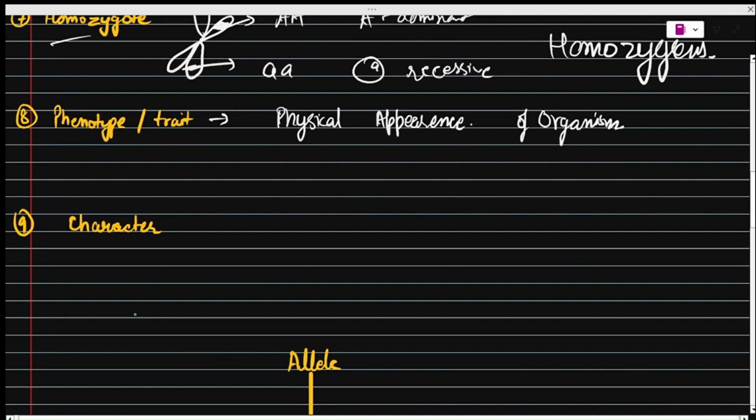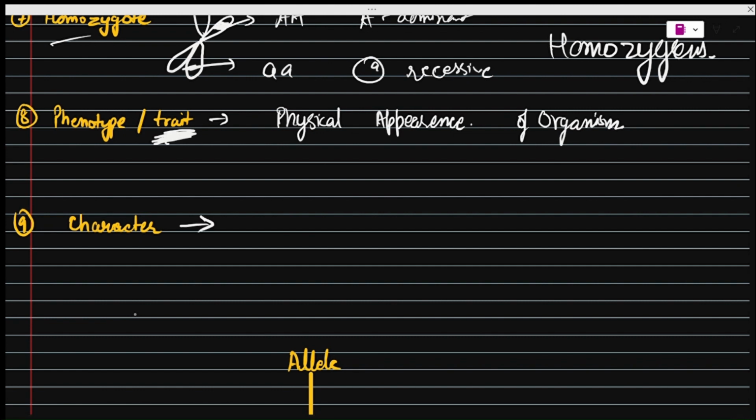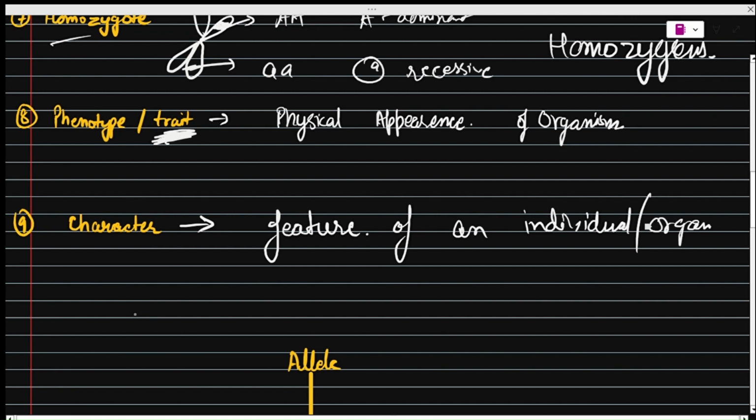About the phenotype or trait, I have already described it to you, but let me also describe characters to you here. Character is simply a feature of an individual or organism. Basically, there is a confusion between trait and character.